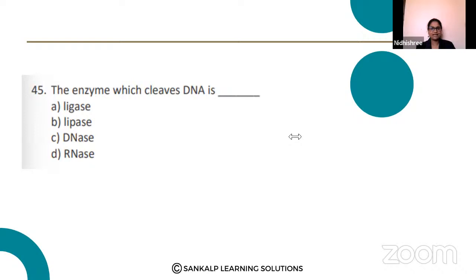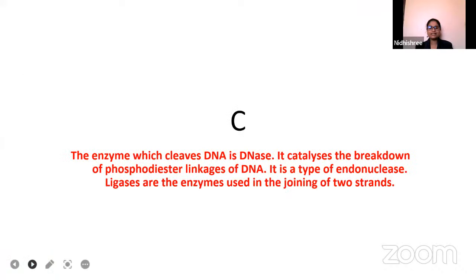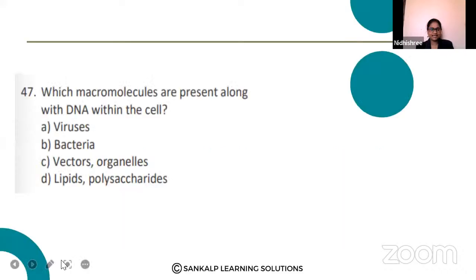Ligase is not the answer. Ligase is used to stick the ends. The right answer is option C, that is DNase. It catalyzes and breaks down the phosphodiester linkages of DNA. It is a type of endonuclease. Ligases are the enzymes used in joining two strands. So the answer is DNase.